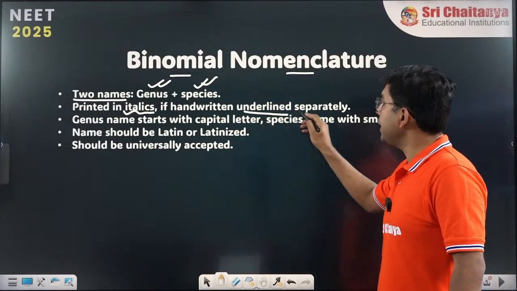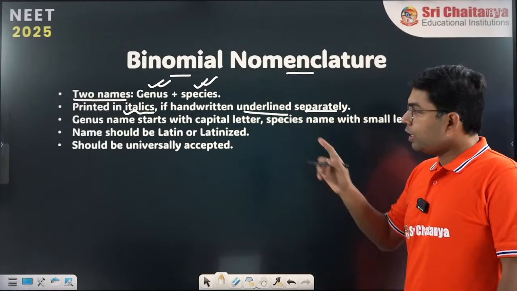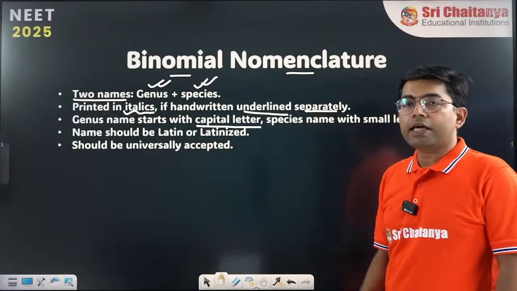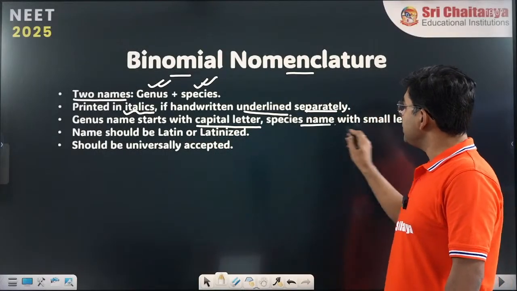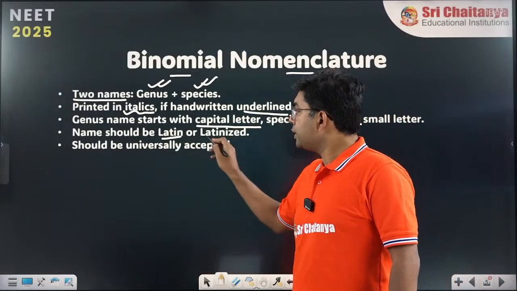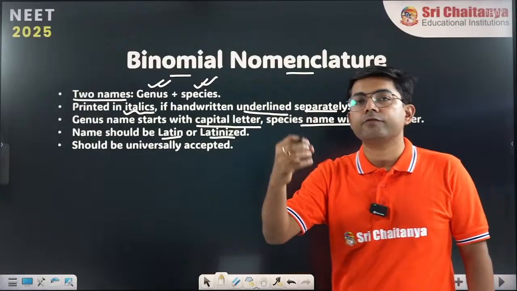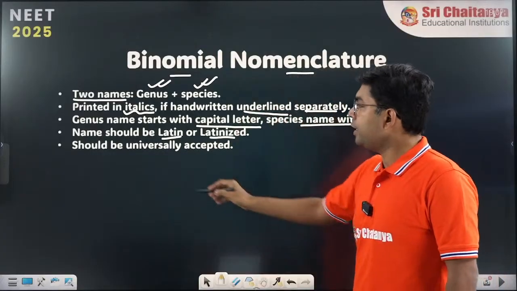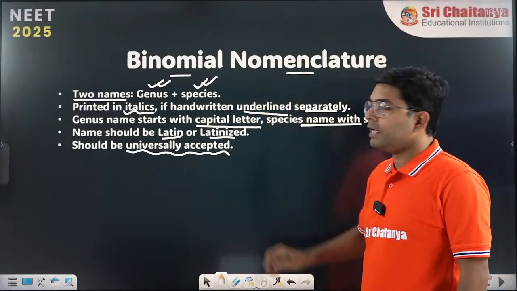they are underlined separately. The genus name always starts with a capital letter and the species name starts with a small letter, and the name should be Latin or Latinized. As I said, it is taken from the Latin language and it should be universally accepted.